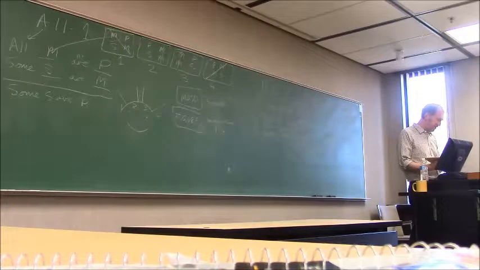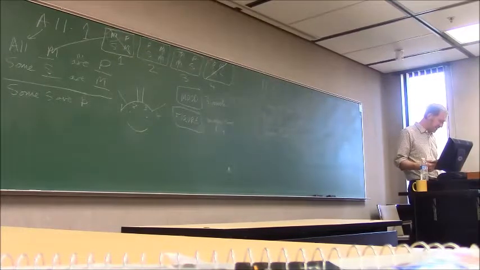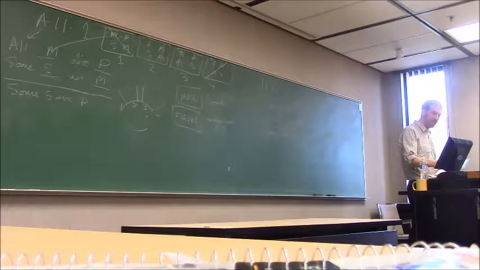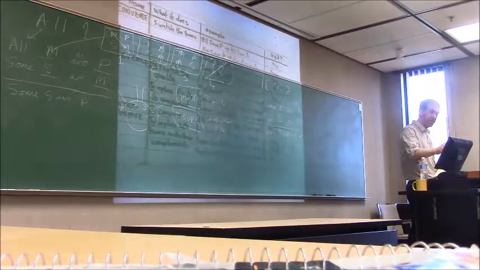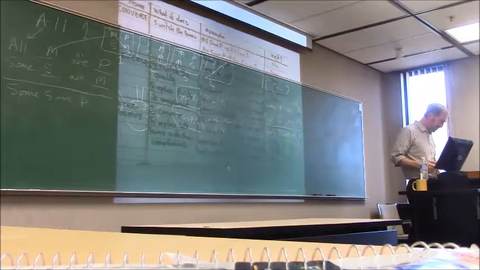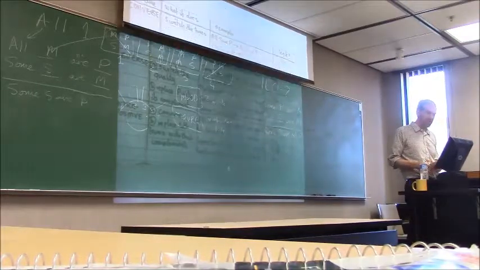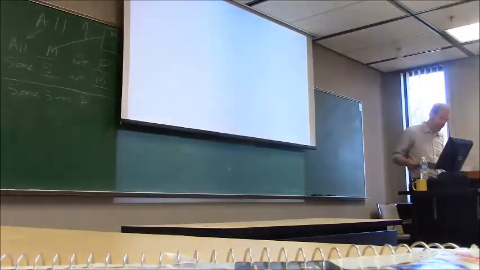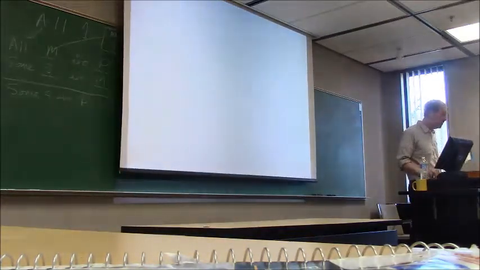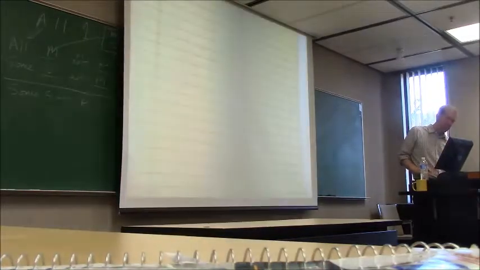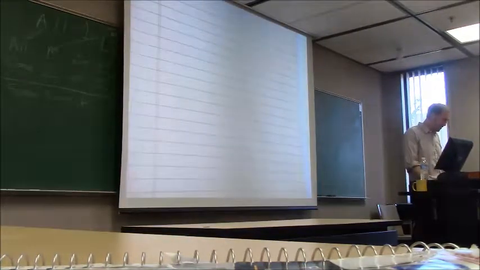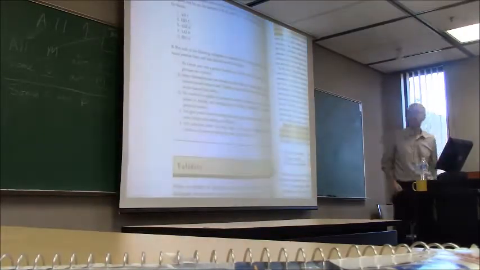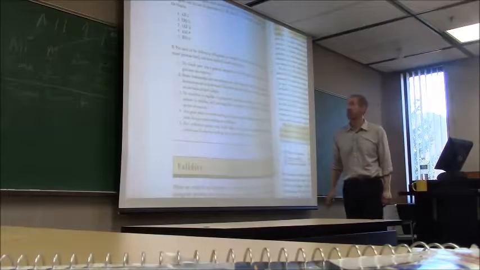Some bureaucrats are not chosen on the basis of their ability, and all bureaucrats are civil servants. Therefore, some civil servants are not chosen on the basis of their ability. All right. What is the first thing we have to do? As always, find the conclusion. What is the conclusion of this one? Some civil servants are not chosen on the basis of their ability.